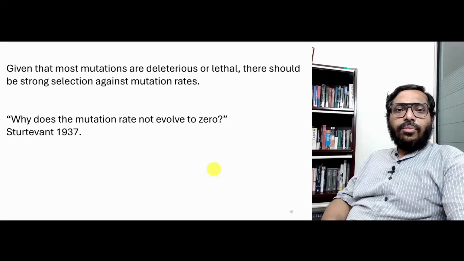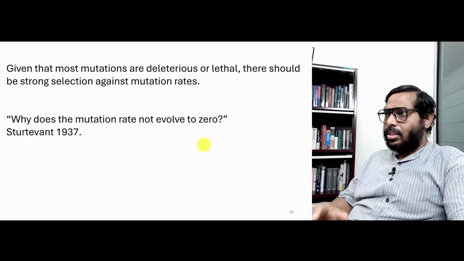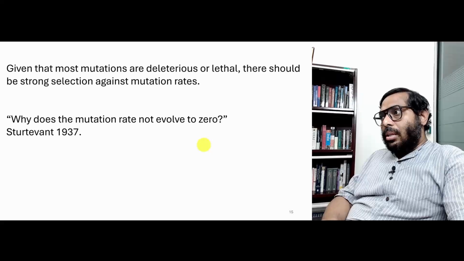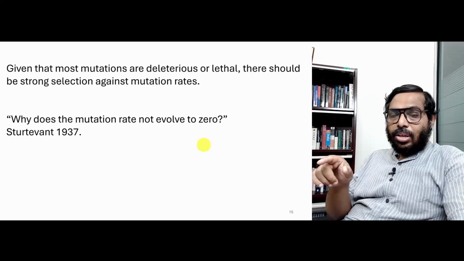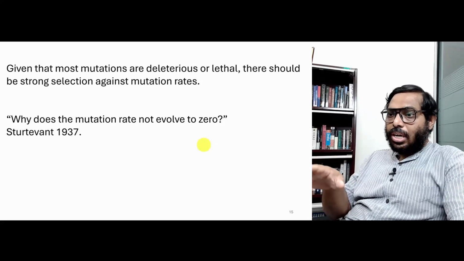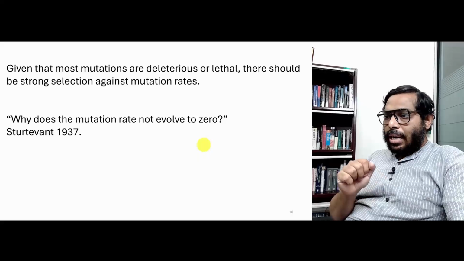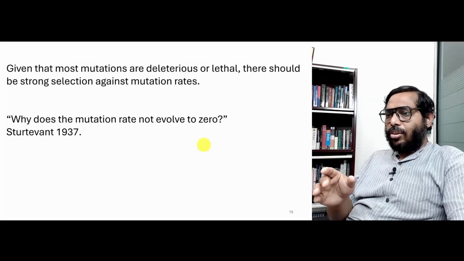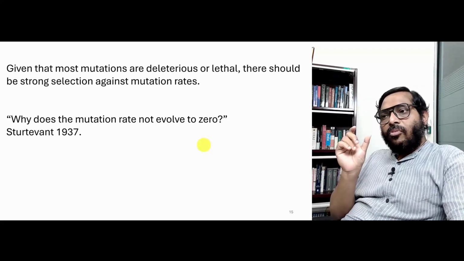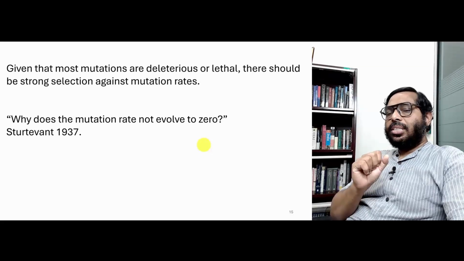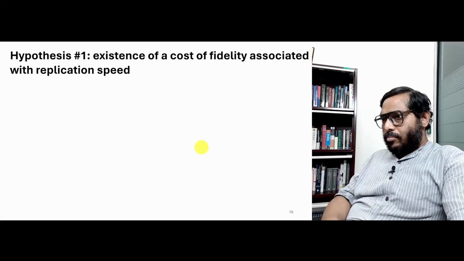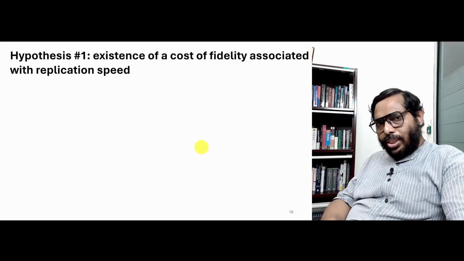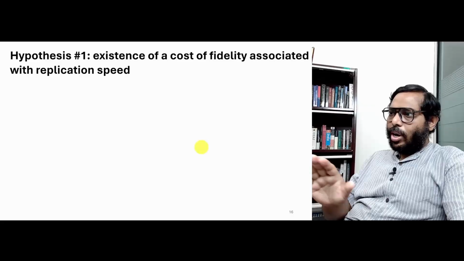So, this was the very famous question asked by Sturtevant. This is the person who figured out that you can use the recombination rates to map the distances between loci on a chromosome. He did that when he was a teenager, an undergraduate, which ultimately led to a Nobel Prize. And of course, he made many other contributions, but he also ended up very succinctly putting the question, why does not the mutation rate evolve to 0? So, there can be multiple hypotheses in this context. We are going to deal with just one or two.